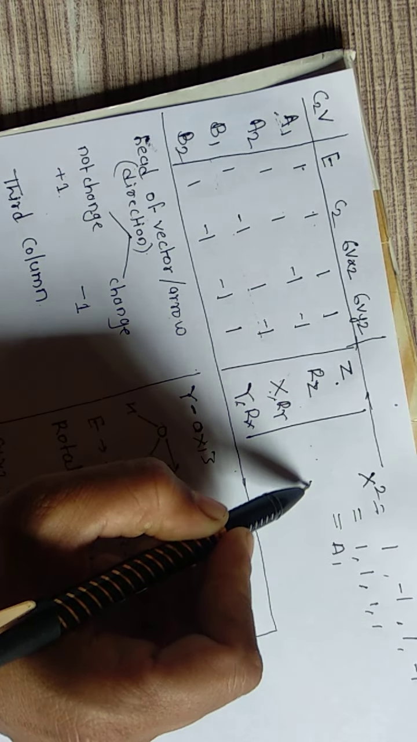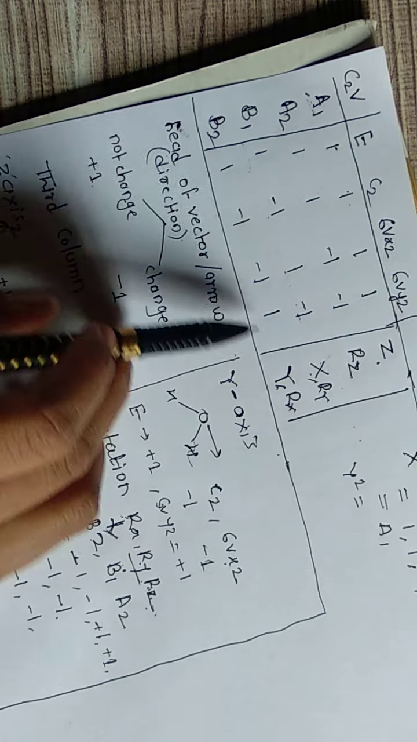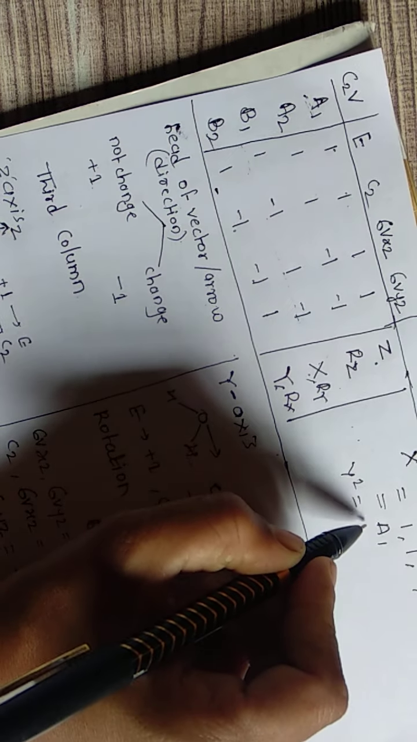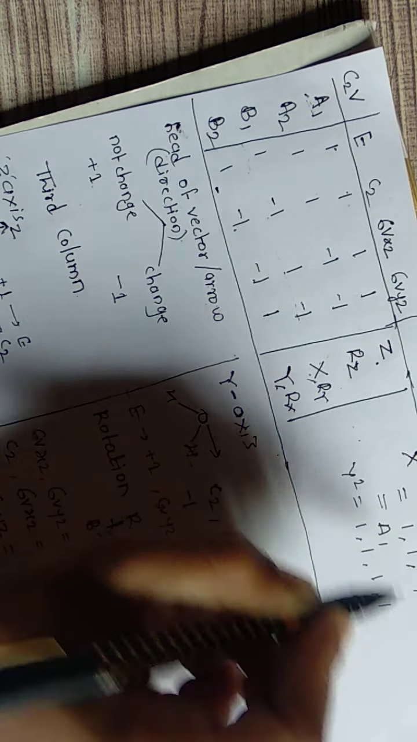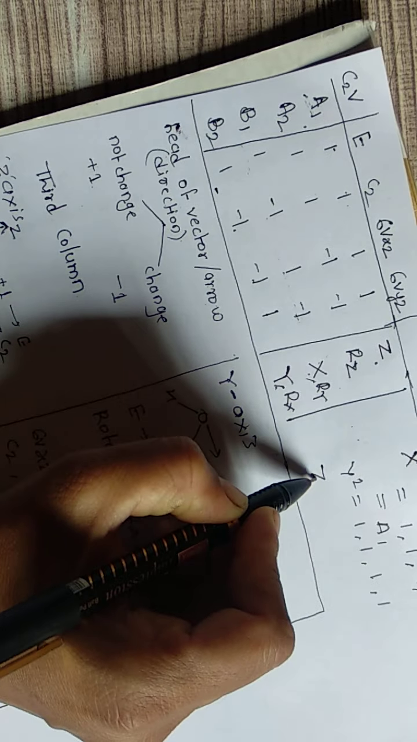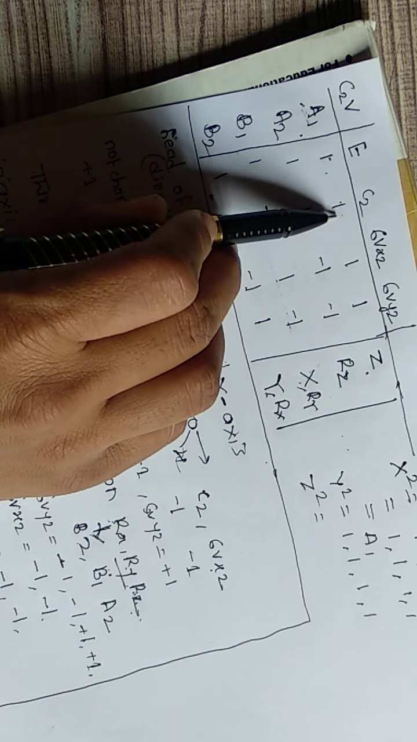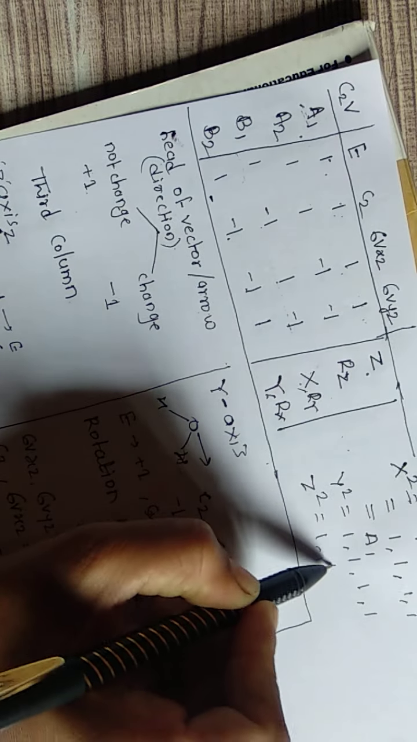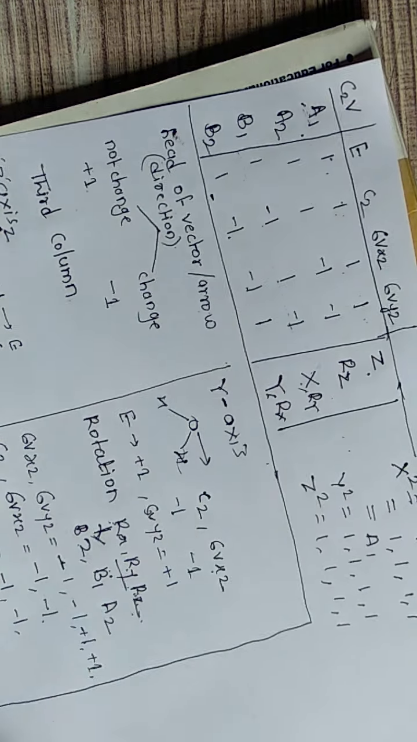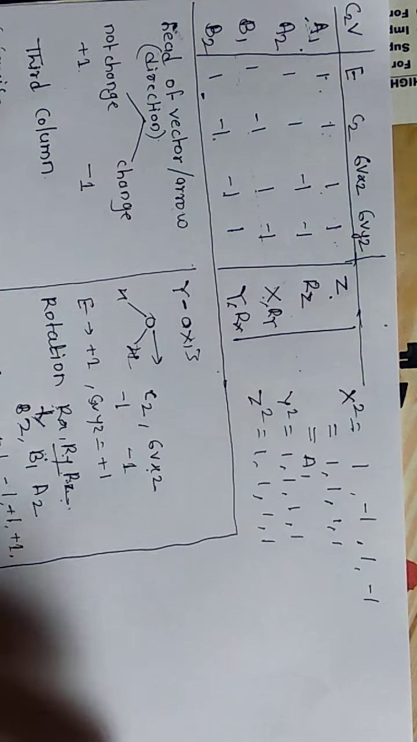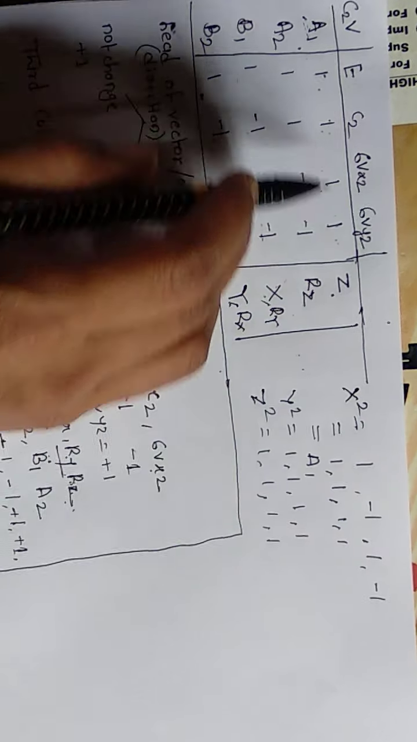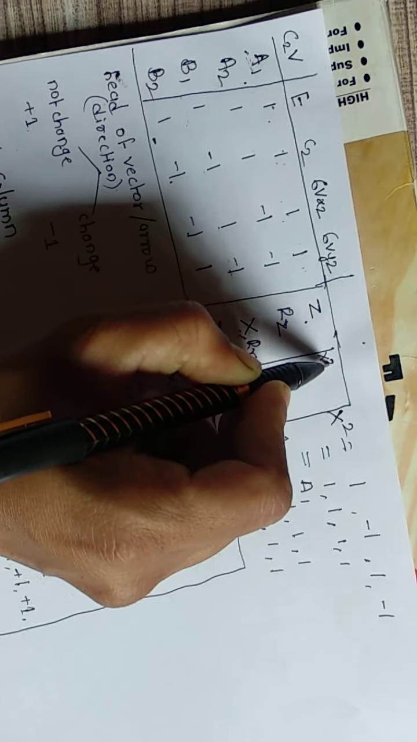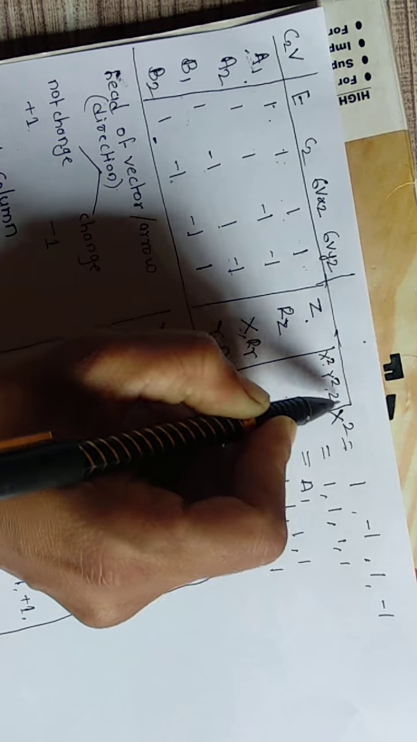Then y square is also the same. Y is 1, minus 1, minus 1, 1, and square of that, y square, is 1, 1, 1, 1. That is, this is also the A1, and z square is also, z is 1, 1, 1, 1, and the square of that is the same, 1, 1, 1, 1. That is, all the squares x square, y square, z square are the A1. That is, the fourth column has x square, y square and z square.